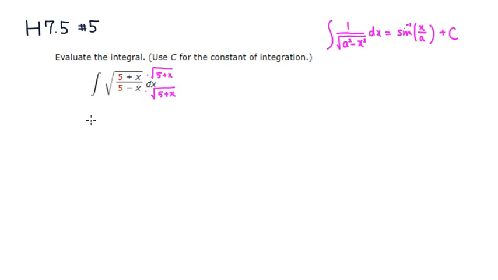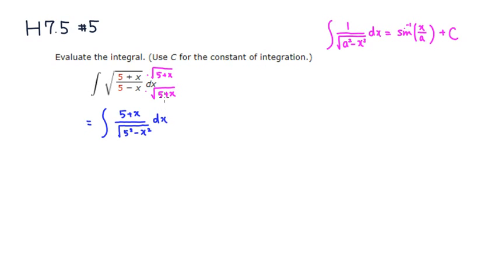So this is going to be equal to the integral. On top, you're going to have the square root of 5 plus x times itself, so it's simply 5 plus x. Then if you multiply the square root of 5 minus x and the square root of 5 plus x, you're going to get the square root of 5 squared minus x squared, with respect to x.